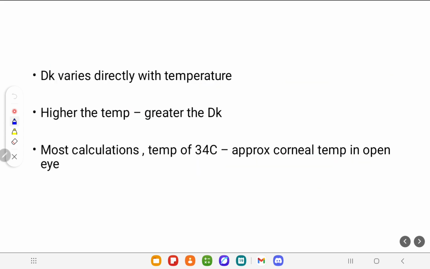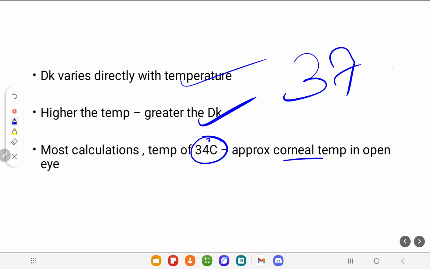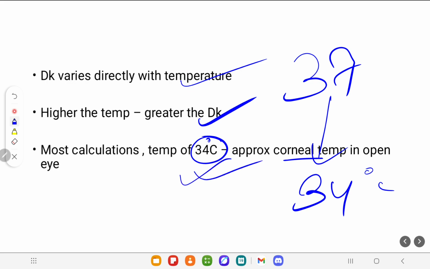It's very important that Dk varies directly with temperature. It's another point, because with temperature solubility varies, and with temperature diffusion varies. That's why it varies directly with the temperature. So the higher the temperature, the greater the Dk. It's always there. Mostly the calculation temperature is around 34 degrees Celsius. Why? Because 34 degrees Celsius is approximately the corneal temperature. Our body temperature is approximately 37 degrees Celsius, but the cornea is cooler, around 3 degrees cooler than the body. That's why we measure Dk around 34 degrees Celsius.